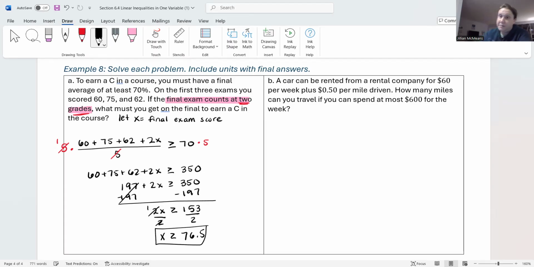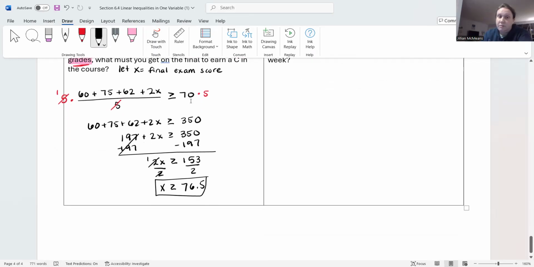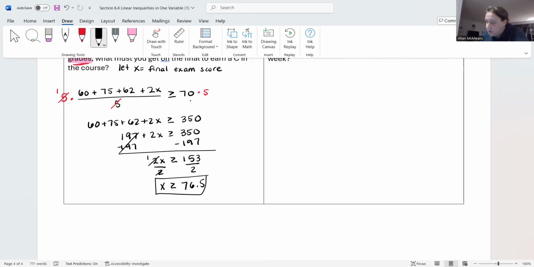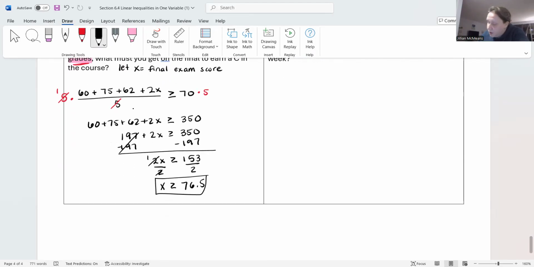So if I were going to write my final answer, you do want to always include units and a brief description. So I would put, how is it worded? To earn a C. Okay, so I would put you must score 76.5% or higher to earn a C in the class.